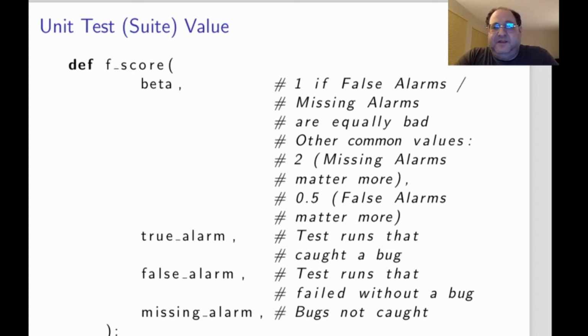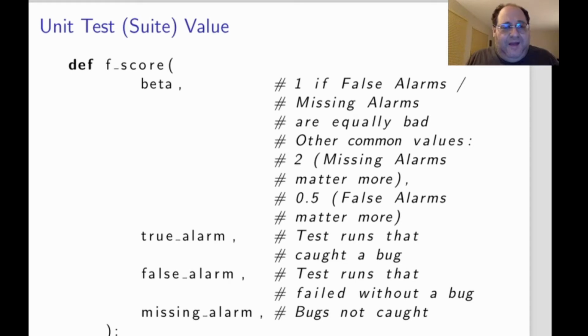If beta was infinity, then I care ultimately about missing alarms, but I don't care at all about false alarms, and I might as well just do assert 1 equals 0. And if beta was 0, I don't care at all about missing alarms, but I care about false alarms, in which case I just don't write any unit tests. So clearly, infinity and 0 are bad values. 1 says that I care about them equally. So a missing alarm is just as bad as a false alarm. There are other common values. 2 means that you care about missing alarms twice as much as false alarms.